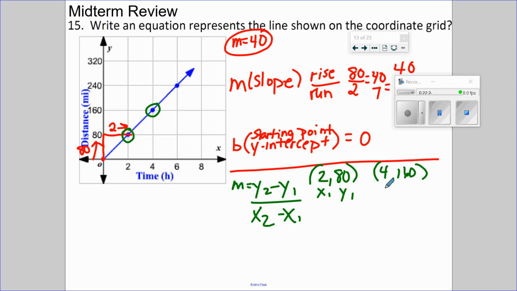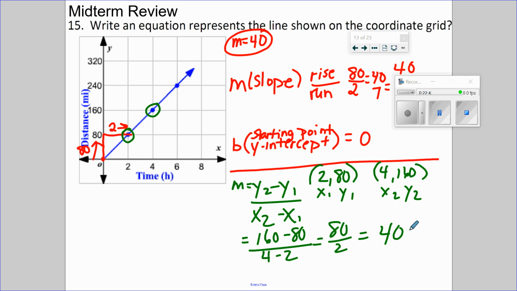x1, y1, x2, y2. I'm going to substitute in the formula 160 minus 80 over 4 minus 2. You get 80 over 2, which equals 40. So my slope is 40. I did it right. So now we're going to write its equation. That's what they asked in the direction. Write the equation of this line. Y equals, my m is 40, and my b is 0. You write it as y equals 40x, or some students can see it better as 40x plus 0. When you have b as 0, this is a direct variation.